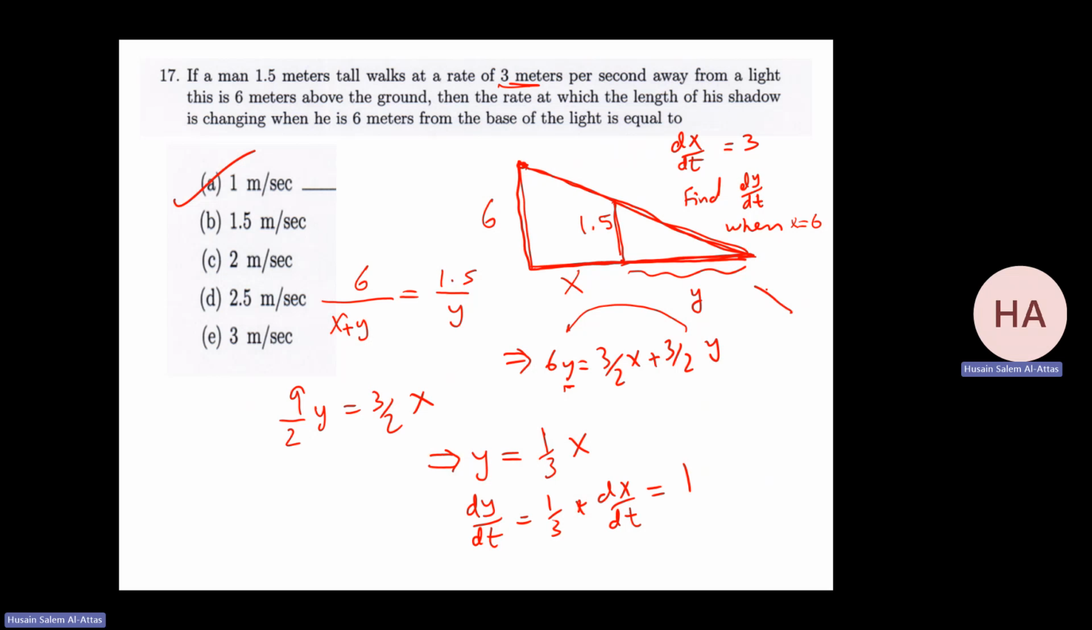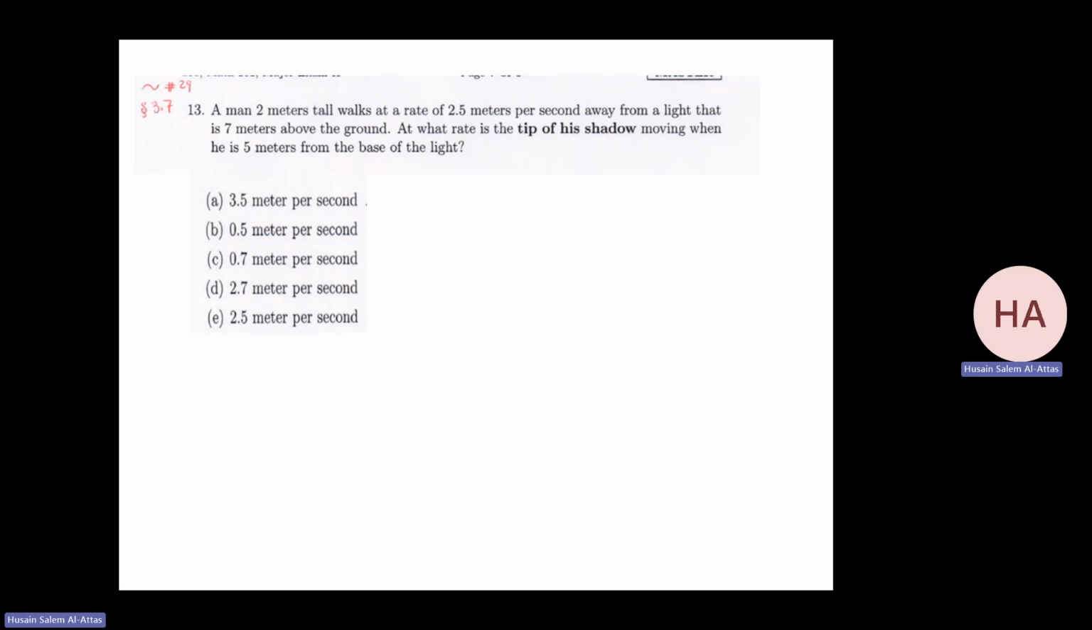Yeah, if you draw the figure, you get the relation, which is similar triangles, and then you just differentiate. A man 2 meters tall walks at the rate of this. Same idea. And there is the man. This is 2. The light is 7 meters. This is 7. Okay, this is x and this is y. And dx by dt is 2.5.